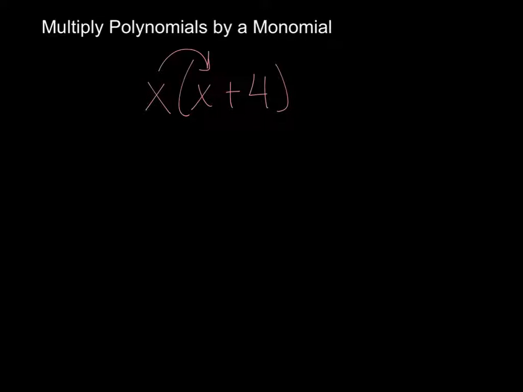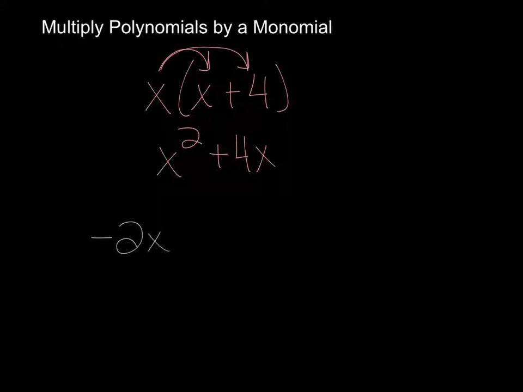We're going to multiply x times x. We're going to get x squared. We're going to multiply x times 4. We're going to get 4x. They can be pretty basic. They can get a little more complicated.